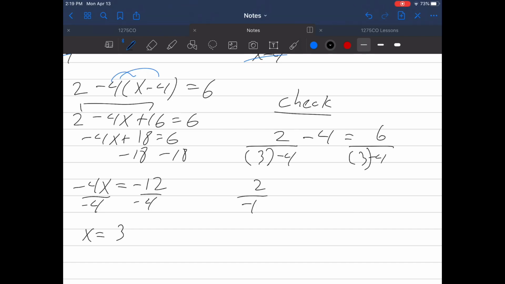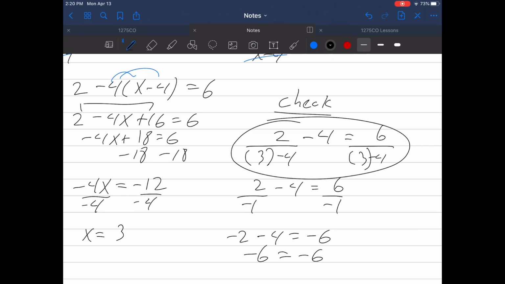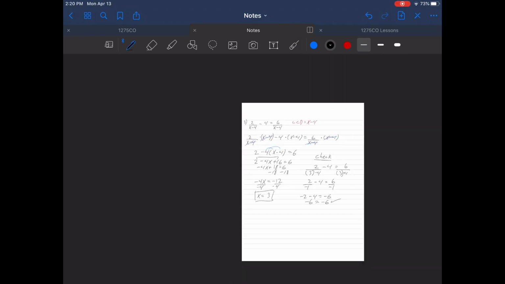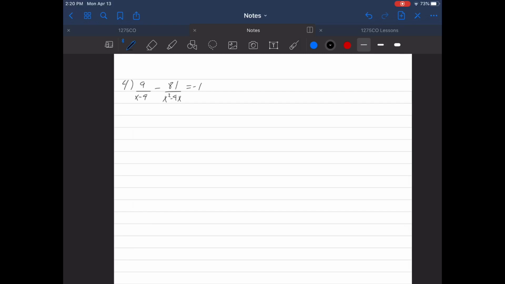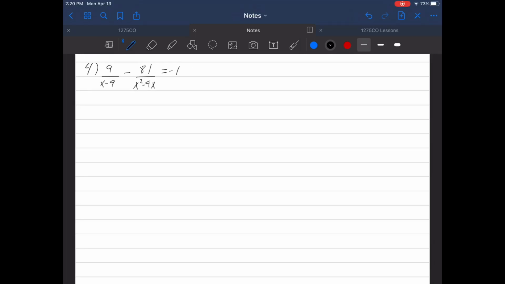And we are just working the left and right side out independently. 2 over negative 1 minus 4 is equal to 6 over negative 1. We're working out the left and right side independently to make sure that they match. We are not multiplying anything on both sides. We're not multiplying an LCD or anything. That's for equations. This is not an equation here. This is an evaluation. So negative 6 equals negative 6 means our answer, x equals 3, is good.